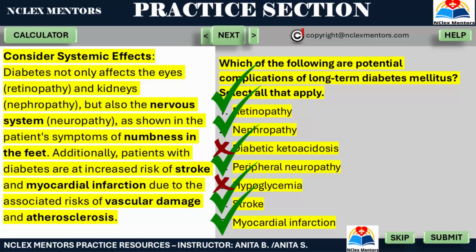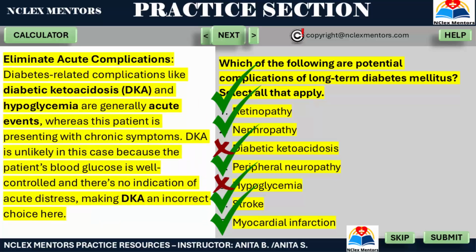Consider systemic effects. Diabetes not only affects the eyes, retinopathy, and kidneys, nephropathy, but also the nervous system, neuropathy, as shown in the patient's symptoms of numbness in the feet. Additionally, patients with diabetes are at increased risk of stroke and myocardial infarction due to the associated risks of vascular damage and atherosclerosis. Eliminate acute complications.